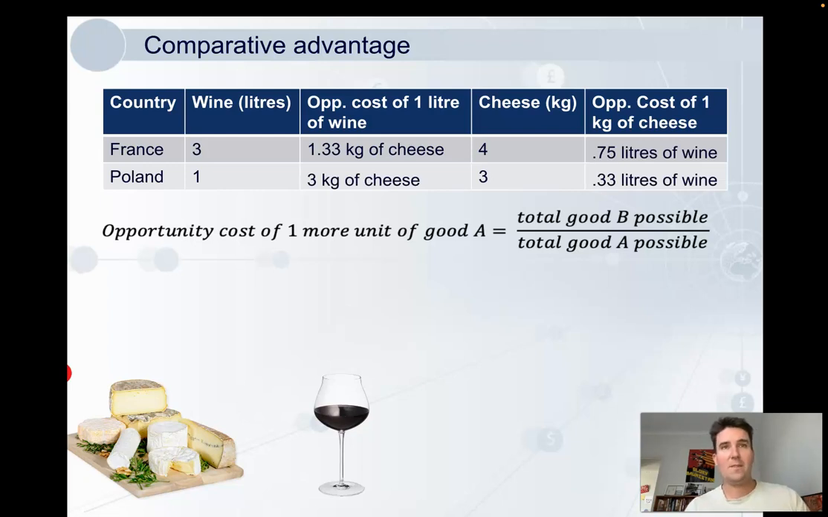We've derived them using the formula that the opportunity cost of 1 more unit of good A is equal to the total amount of good B possible, divided by the total amount of good A possible. So we see that France has comparative advantage in making wine, because its opportunity cost is less. And we see that Poland actually has comparative advantage in making cheese.